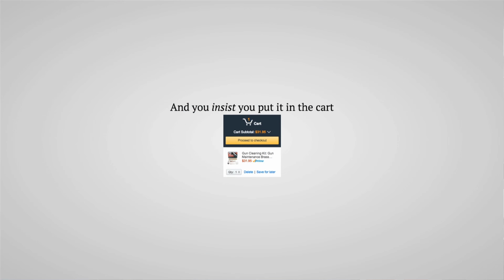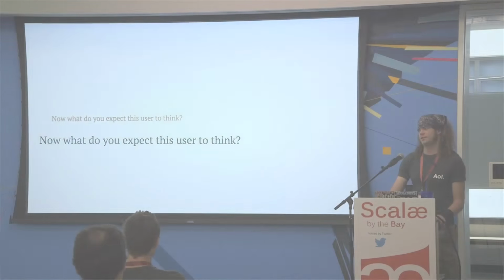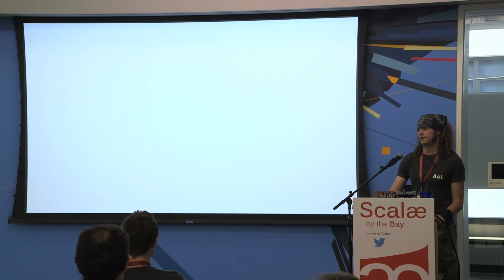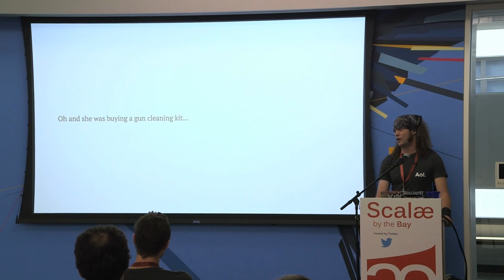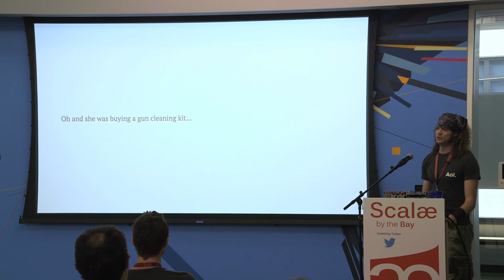And you insist it goes in the cart, though, right? She clicks it, boom, it's in the cart, and something fails, and oh my God, now it's empty. Now, what's this user gonna think? You know, not tech savvy, buying gun stuff. She's thinking she's at Walmart, and someone took it out of my buggy on Black Friday. She ain't happy. And they have firearms. So now you've made someone with a firearm very upset. Don't do this to your users.